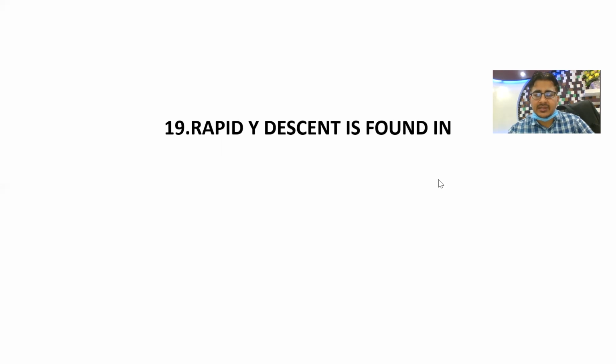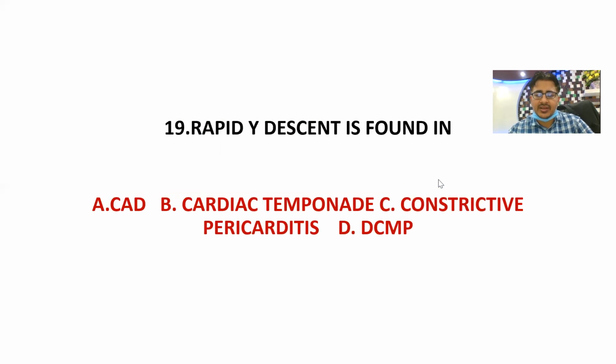Now, slightly tricky. You can say cramming question. Rapid Y descent is found in: coronary artery disease, cardiac tamponade, constrictive pericarditis, and DCMP. So there's a common mnemonic which we were using, PAY TAX. Now you can answer very easily.